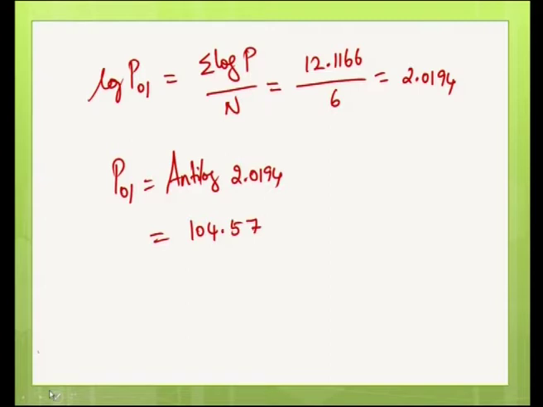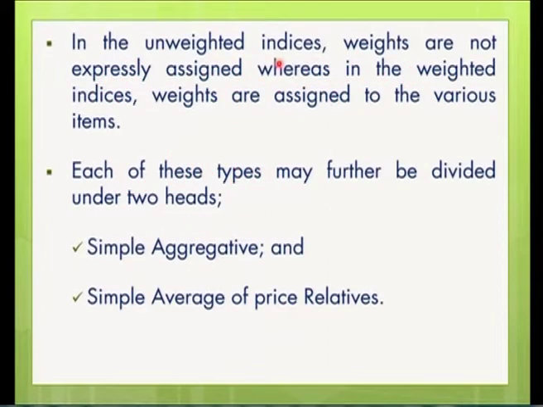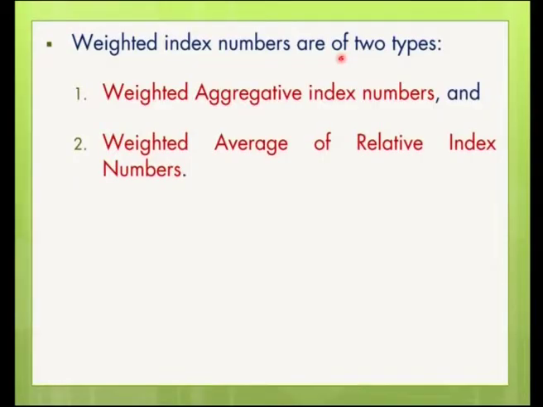We talked about unweighted index numbers and we have also seen methods to calculate unweighted index numbers by the method of simple aggregative index numbers and the simple average of relatives method. So, next, in continuation with the classification of index numbers, is the weighted index number. Weighted index numbers are of two types, weighted aggregative index numbers and weighted average of relative index numbers.